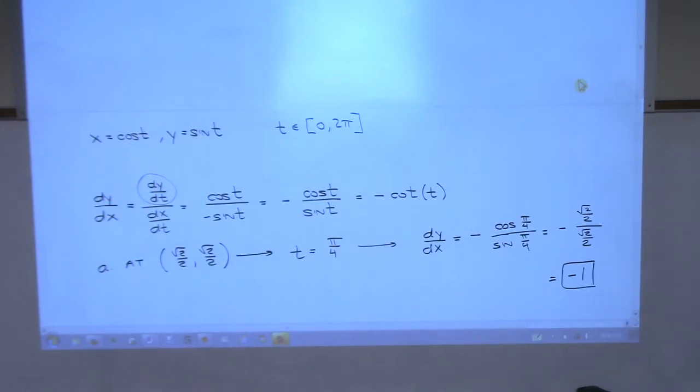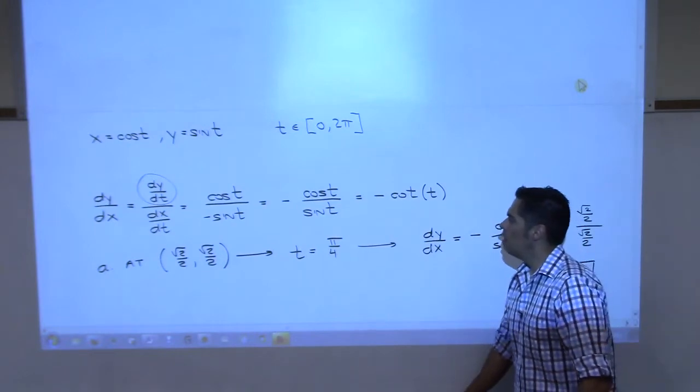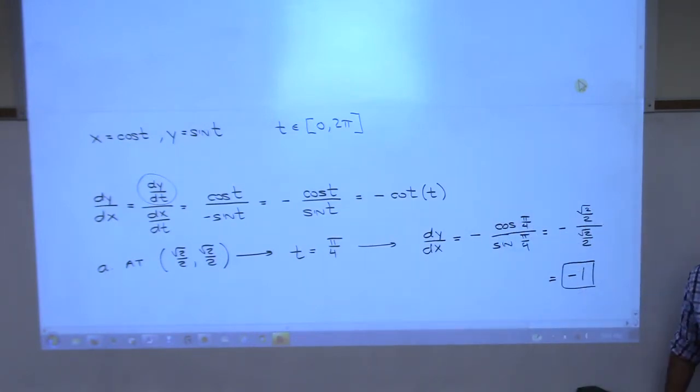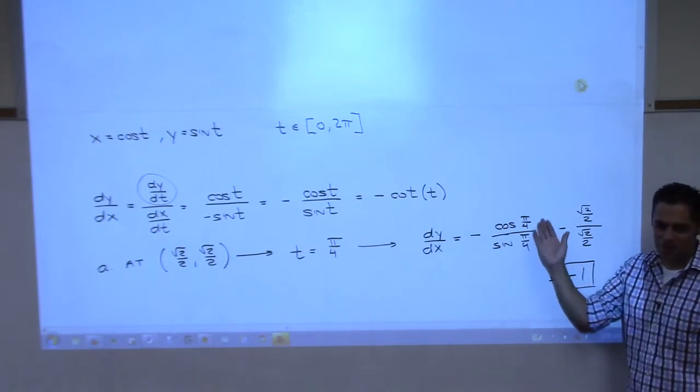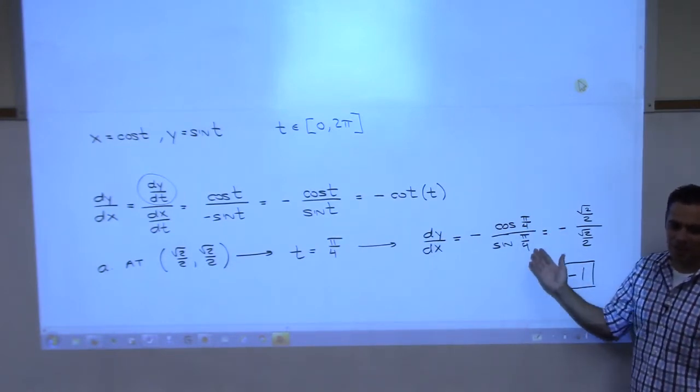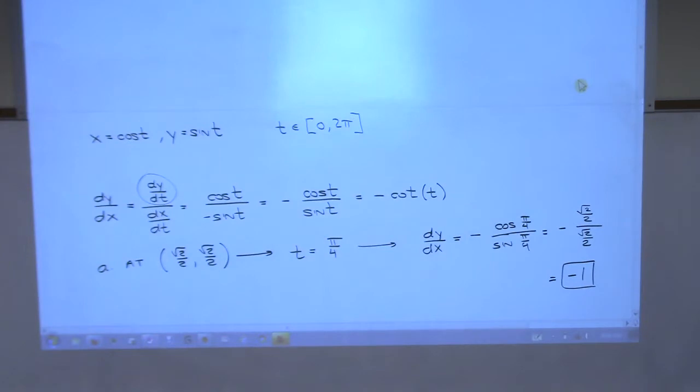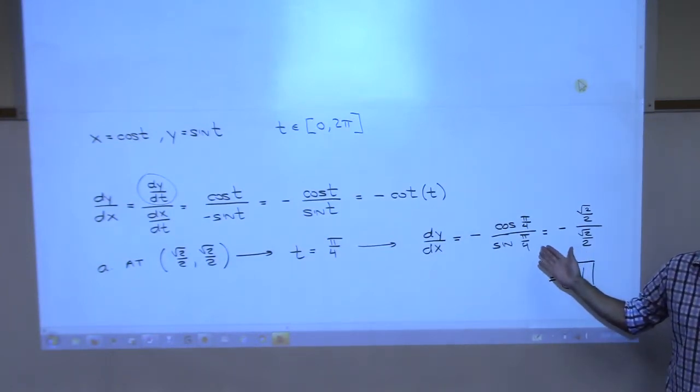Is there a reason you chose sine and cosine instead of the cotangent? Just easier to plug in pi over 4. I think it's easier because we're all experts when it comes to the trig functions at the common values. All right. Yeah. Okay. Good? Make sense? Yep.